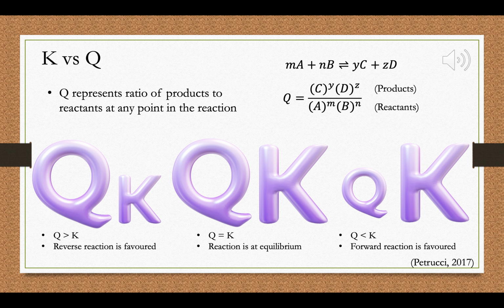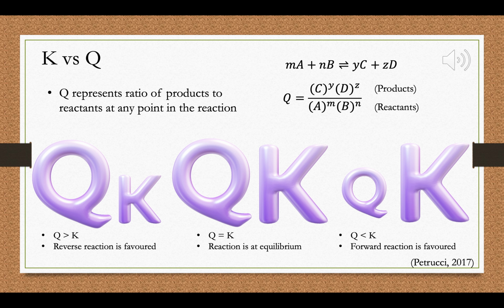In addition to K, which tells us the ratio of products to reactants at equilibrium, the reaction quotient, represented by Q, tells us the ratio of products to reactants at any time in the reaction. Q is calculated in the same method as K, however the concentrations or pressure will not be at equilibrium. We can compare the Q at a point in the reaction to K in order to determine which direction the reaction will proceed in.